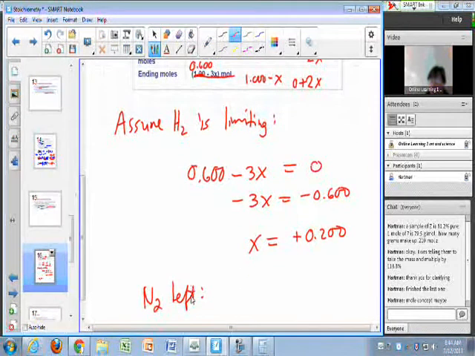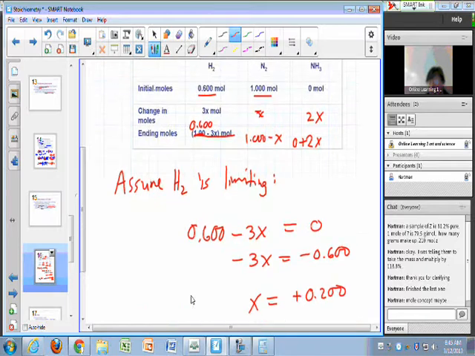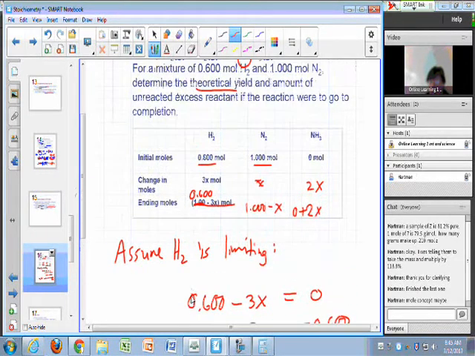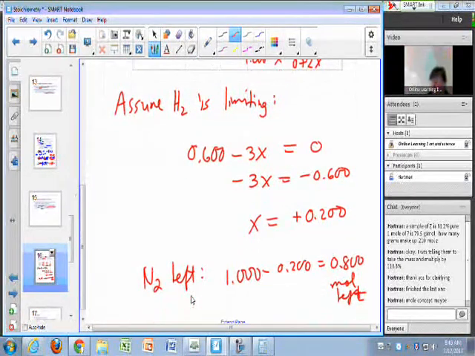Then how much N2 would you have left? You start off with 1, you lose x. So 1.000 minus 0.200, you have 0.800 moles left. So that assumption is correct. H2 is the limiting reactant. By the time you've lost all of your H2, you still have 0.8 moles of N2 left. If you made the opposite assumption, then you're going to get a negative number.